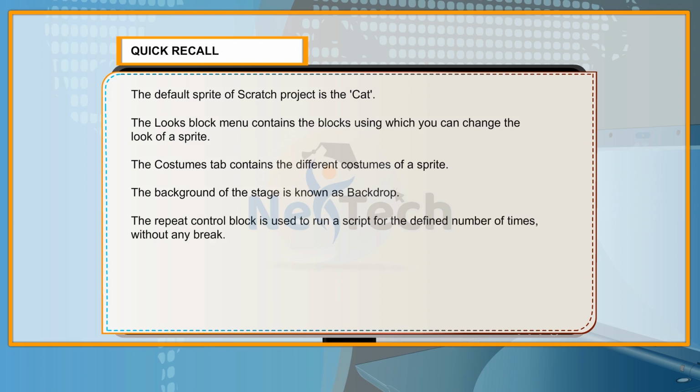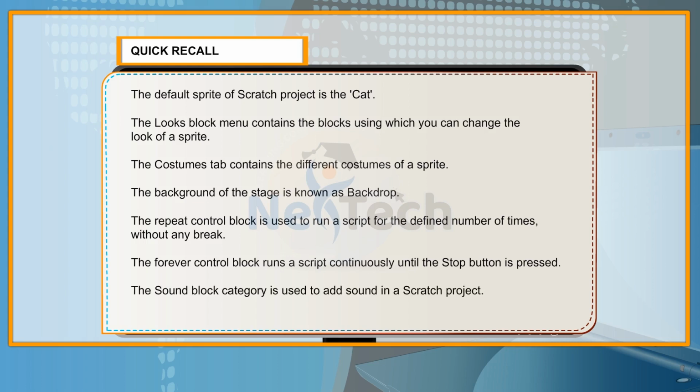The Repeat control block is used to run a script for the defined number of times without any break. The Forever control block runs a script continuously until the stop button is pressed. The Sound block category is used to add sound in a Scratch project.